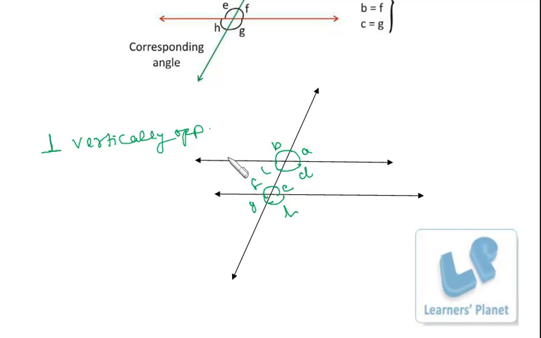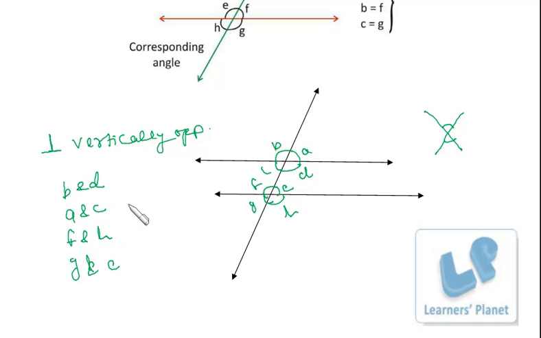We just talked about what vertically opposite angles are. So here we can see various pairs of vertically opposite angles, the angles between the two lines, right? So here B and D are vertically opposite angles. Then A and C. Then F and H. Then G and E. So these are the pairs of vertically opposite angles. So angle B will be equal to angle D, angle A will be equal to angle C, angle F will be equal to angle H, angle G will be equal to angle E, right? So you must be knowing what vertically opposite angles are.